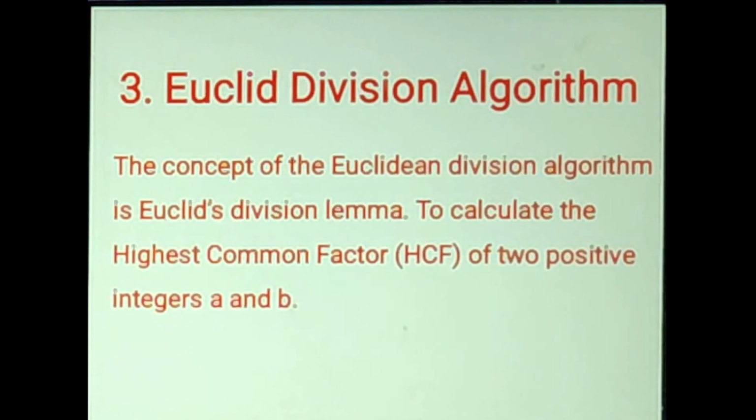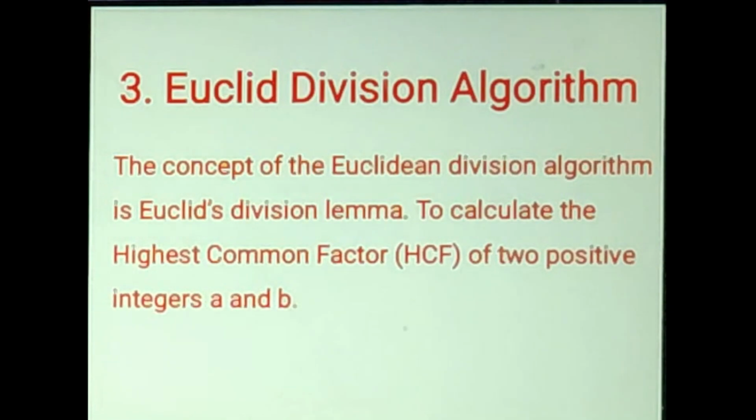Understood? So what is the use of Euclid division algorithm? Algorithm, as you know, is a series of well-defined steps which gives a procedure for solving a type of problem, isn't it? So to calculate the highest common factor of two positive integers a and b, we are basically going to use Euclid division algorithm.